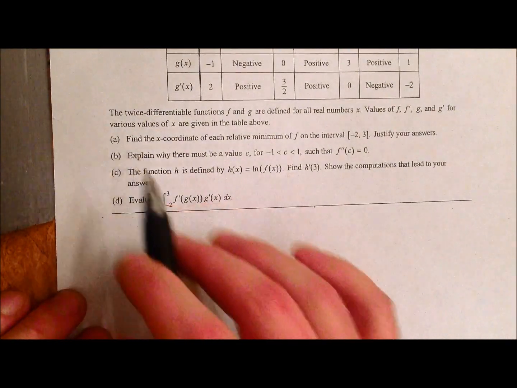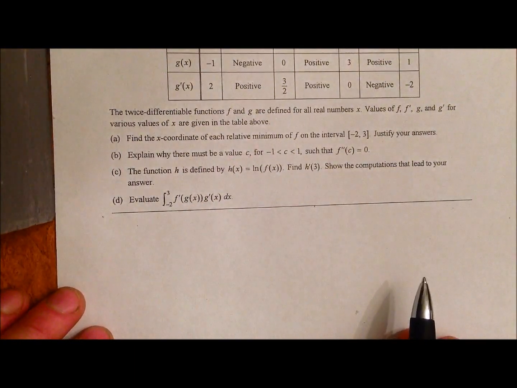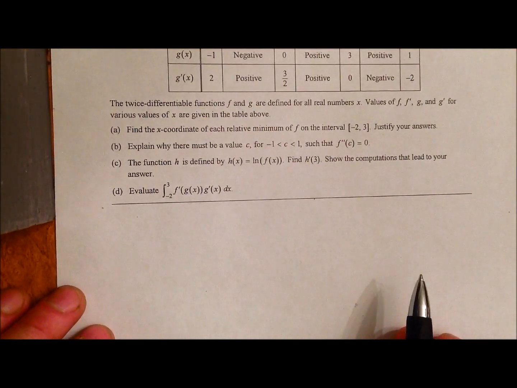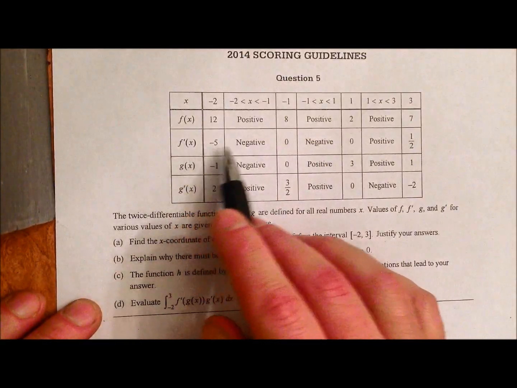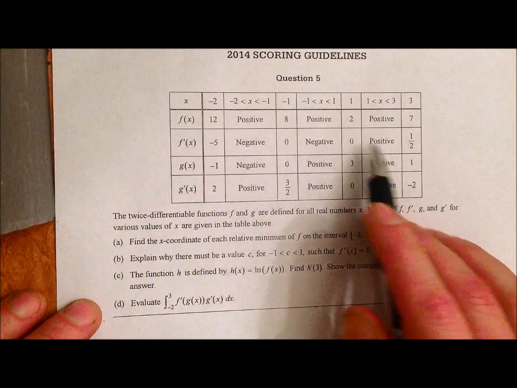For part A, find the x-coordinate of each relative minimum. That will occur when f prime changes from negative to positive. So if you just look at the table under f prime, you can see a change here at x equals 1, and there's your answer.